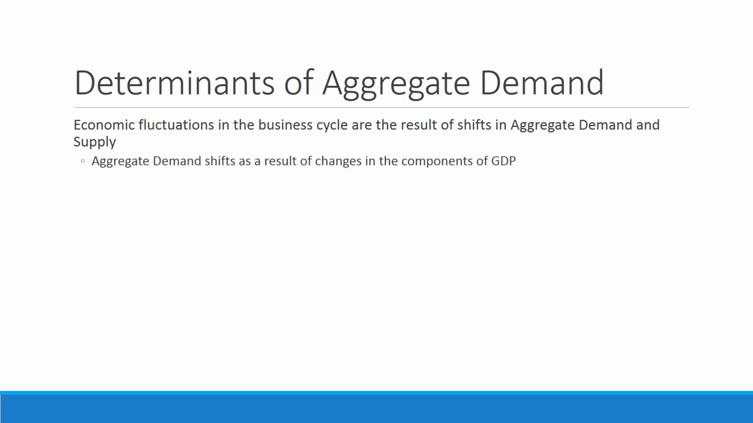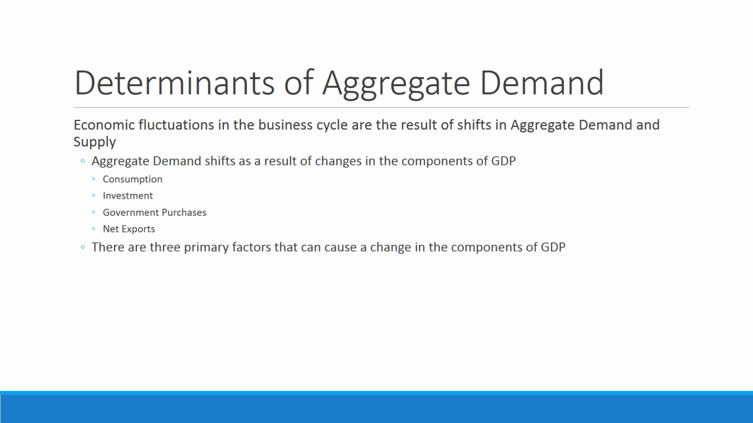Pretty easy though, that aggregate demand shifts as a result of changes in the components of GDP. So when consumption changes, investment, government purchases, net exports, when those change, we see a change in aggregate demand. So why do they change? That's the next question. So there's three primary factors that can cause a change in the components of GDP.